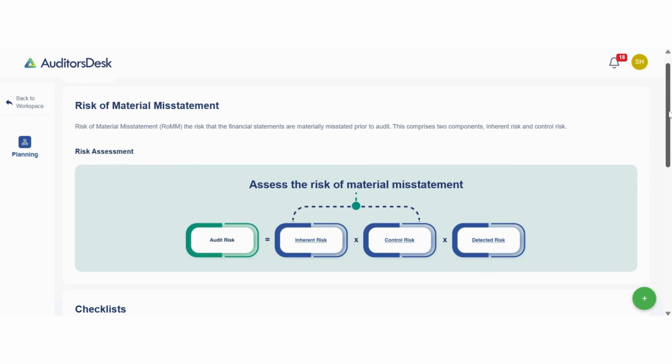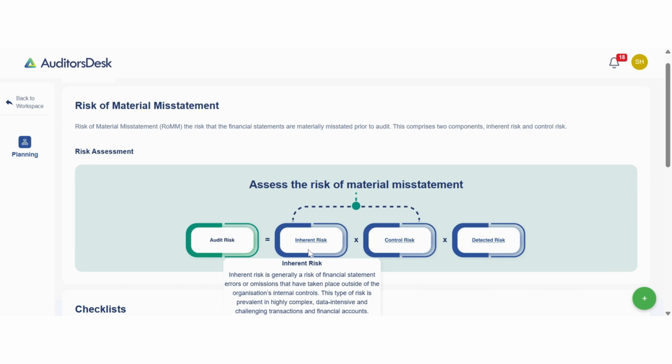Risk assessment is the process of identifying and evaluating the risks of material misstatement in financial statements. It helps us understand where errors or fraud may occur and ensures that our audit procedures are properly designed to address those risks. In our software, risk assessment is divided into three categories.